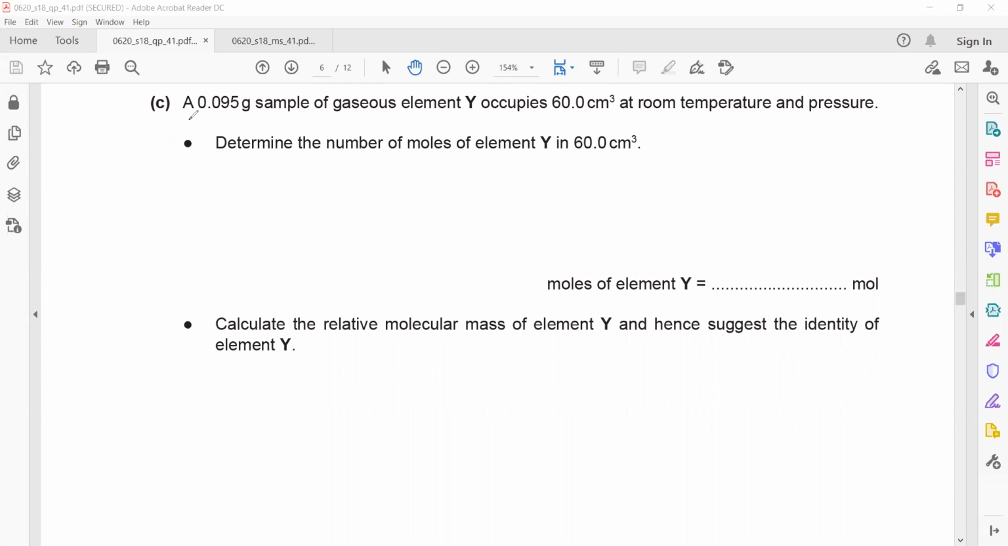In the question, 0.095 grams of a sample of gaseous element Y occupies 60 cm cube at room temperature and pressure. Determine the number of moles of element Y in 60 cm cube. So whenever a gas is there and you need moles, the formula is moles equals volume of the gas divided by 24.